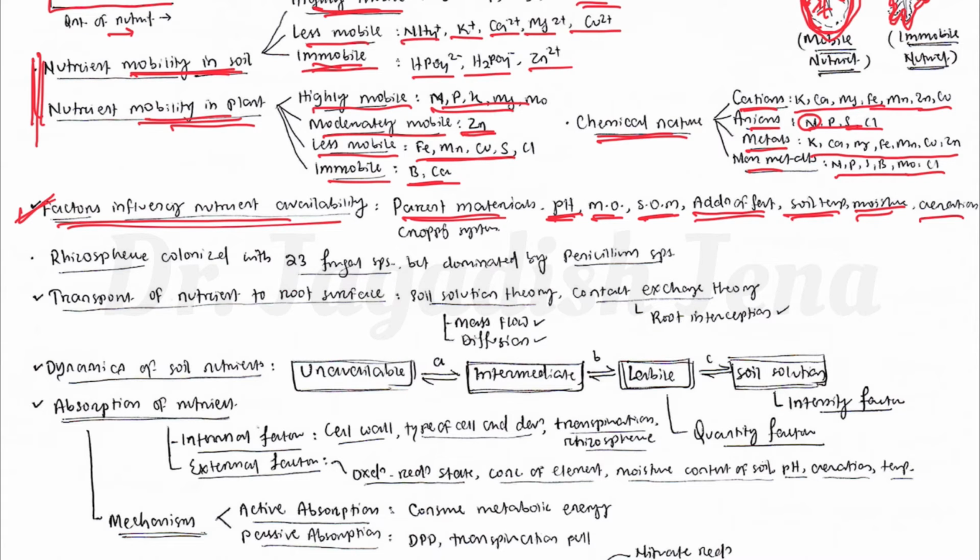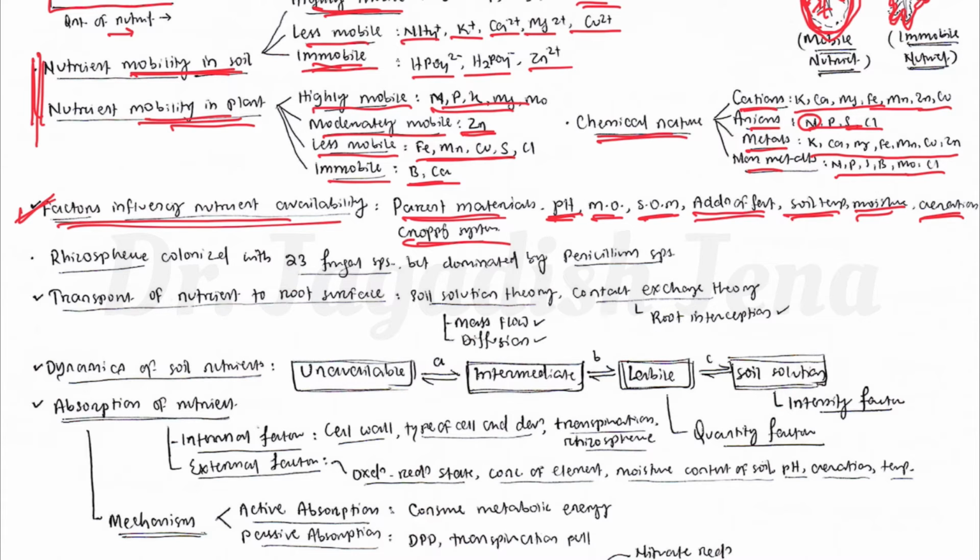Then aeration, okay, most of the nutrients depend on air or oxygen for their mineralization, that means from unavailable form to available form, right? Then cropping system: what type of cropping system or crops the farmer is taking, based on that also nutrient availability will differ. So mostly if the farmer is taking monocropping year round, then nitrogen deficiency is more likely to occur.